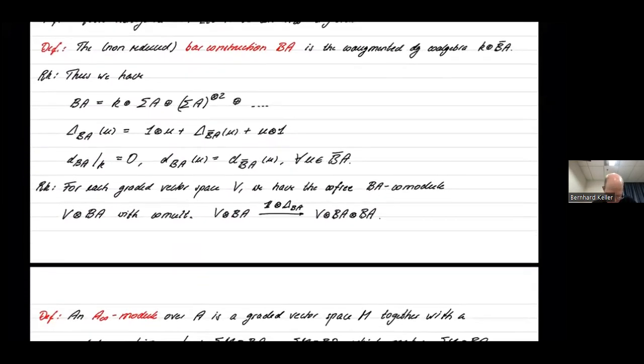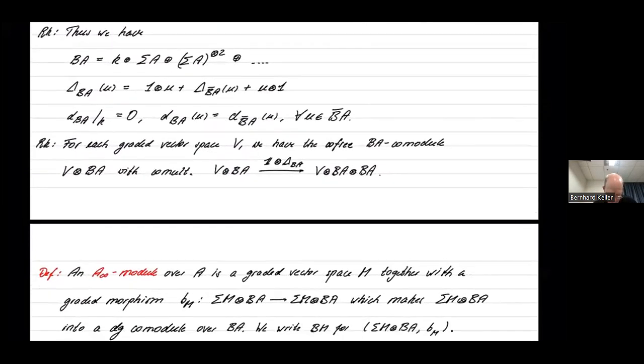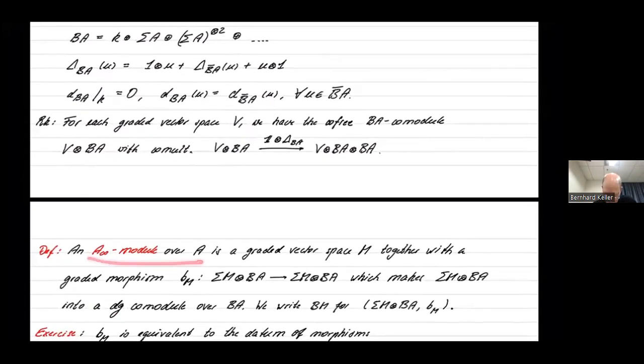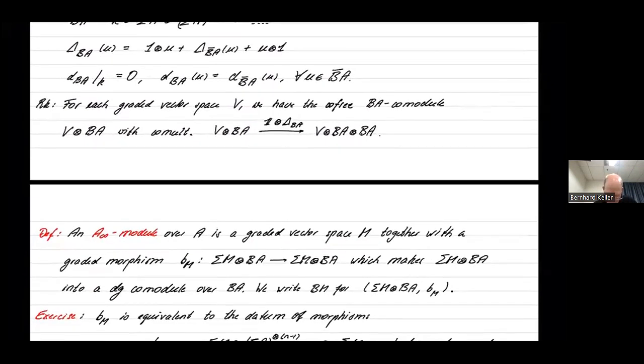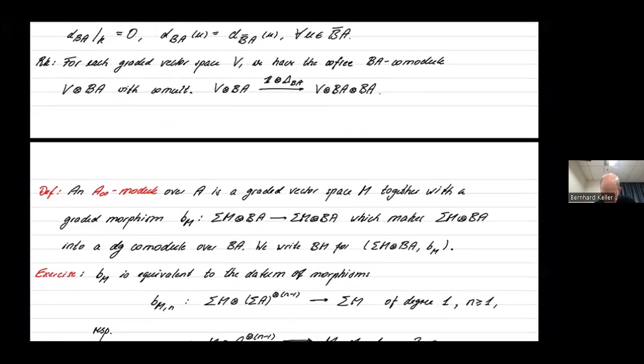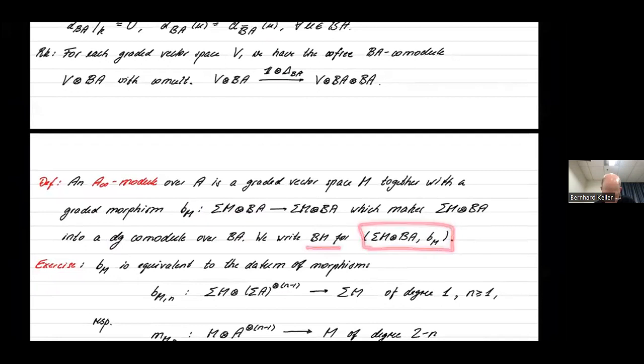And then we define an A-infinity module over our A-infinity algebra A to be a graded vector space M together with a differential on the induced co-module, as we have M shifted and form the co-free co-module. And on this co-free co-module, we give ourselves a differential, which makes it into a differential graded co-module over BA. And we write BM for this DG co-module.